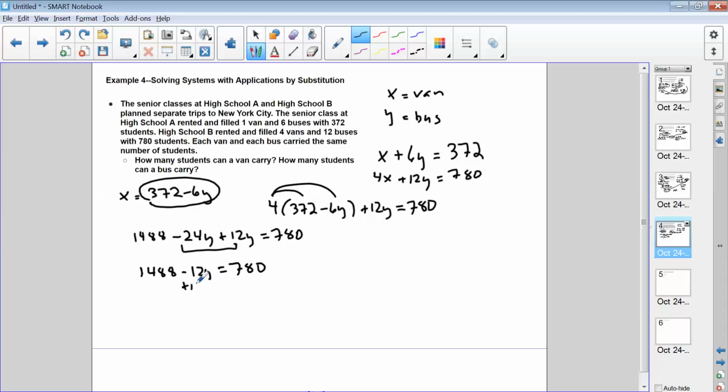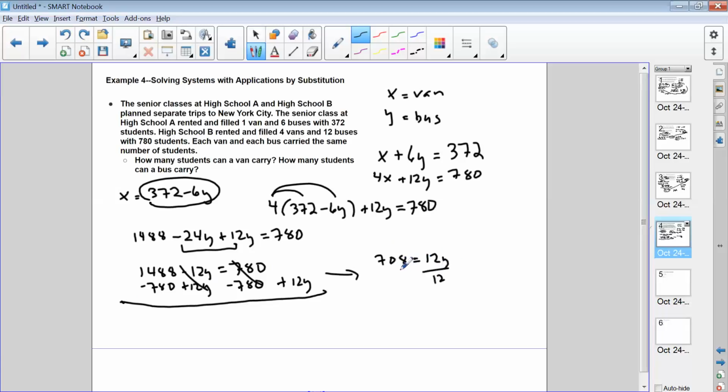And now I'm just going to add the 12y over here. And I'm going to subtract the 780 over here. And that's going to go to 0. And that's going to go to 0. 1488 minus 780. So my work comes over here. And I've got 708 is equal to 12y. And if I divide by 12, I'll get y is equal to 59.